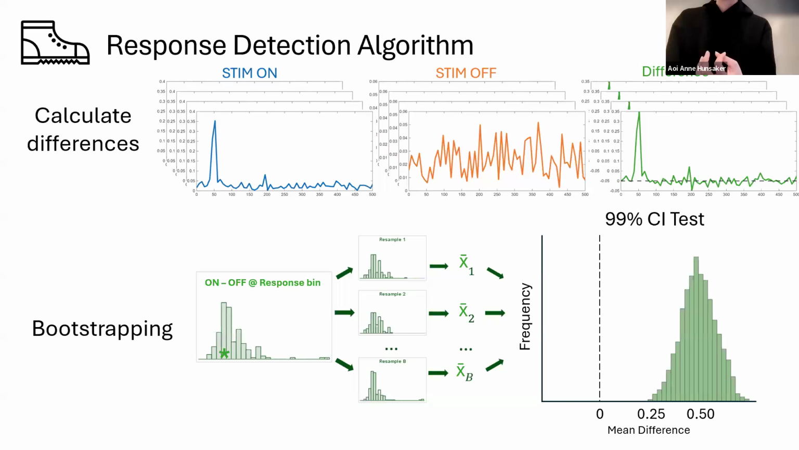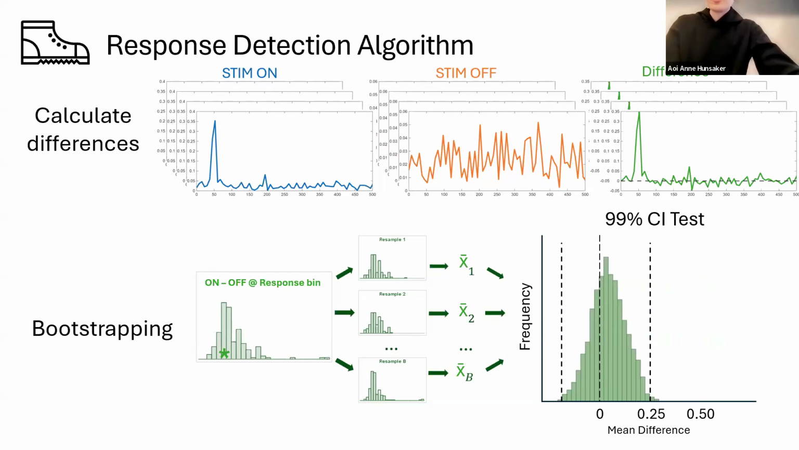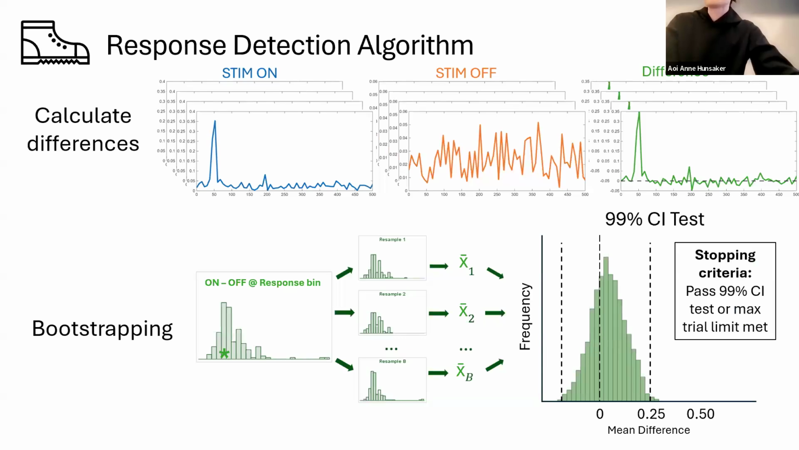So a value of 0 means here that there was no difference in the amplitudes of the auditory response frequency bin when the stimulus was on versus when it was off. And so if 0 is not included, then the program determines that there was a present auditory response. Otherwise, if 0 is included, then the program determines there is no significant response present. The program will continue to collect and analyze data in batches of 10 trials until the 99% confidence interval test passes or the max trial limit is met.